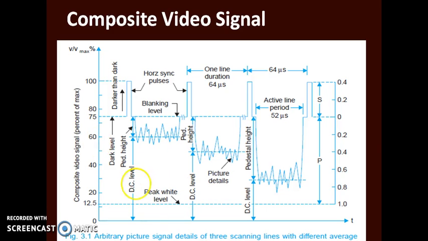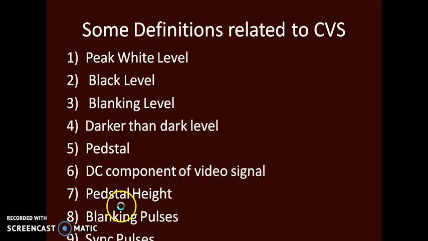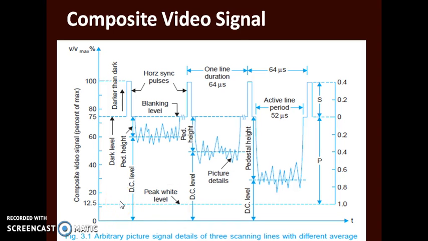Observe here, this is the peak white level. Peak white level is the maximum brightness to be handled by the TV set, and it is generally set at 10 to 12.5% of the maximum value. When you change the brightness through the remote control, you are changing this value from 10% to 12.5%. So the peak white level defines the maximum brightness to be handled.